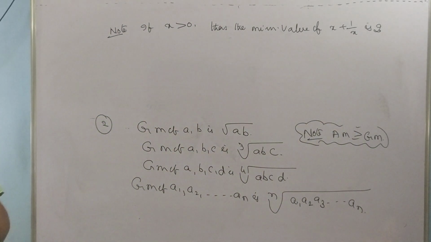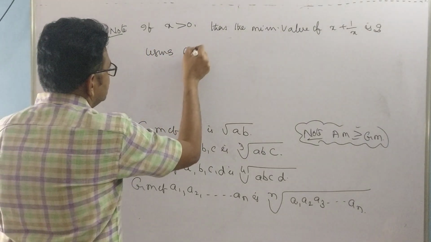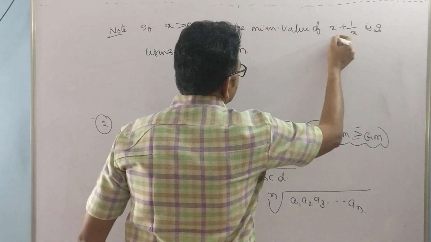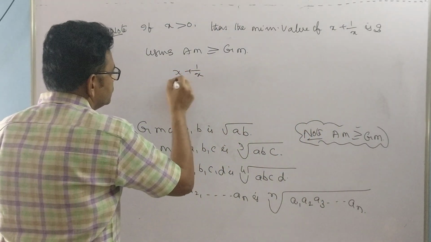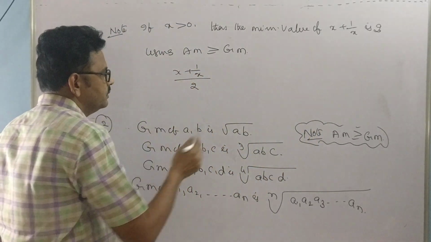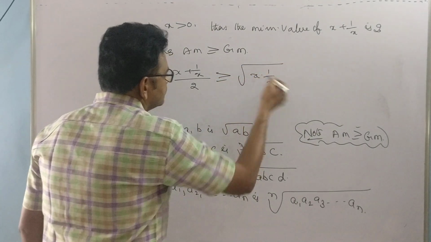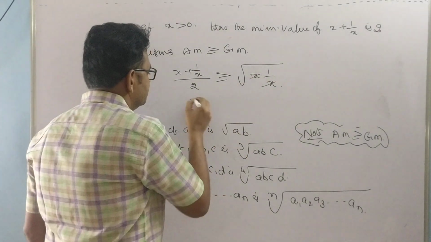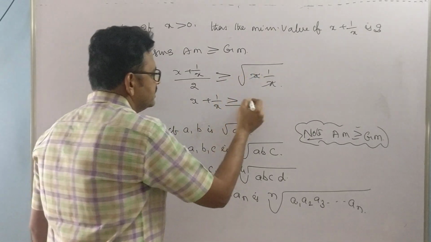Let us see how it is, by using AM greater than or equal to GM. Arithmetic mean of these 2 terms, treat this as a, this is b, that is a plus b by 2. This is a, this is b, a plus b by 2 is greater than or equal to root of a into b. So these two get cancelled. Implies x plus 1 by x is greater than or equal to 2 into, cross multiplication, that is 2.